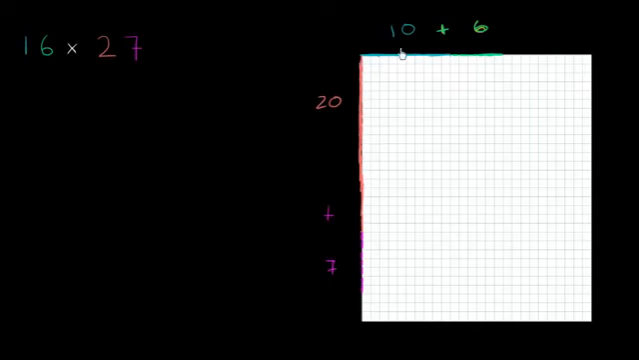So let me draw that. So this is the width of 16. Let's bring a little line down right over here. And then the height of my rectangle, the way I've drawn it, is 27. This is 1, 2, 3, 4, 5, 6, 7. So the area of this rectangle is going to be 16 times 27, the area of this entire rectangle.